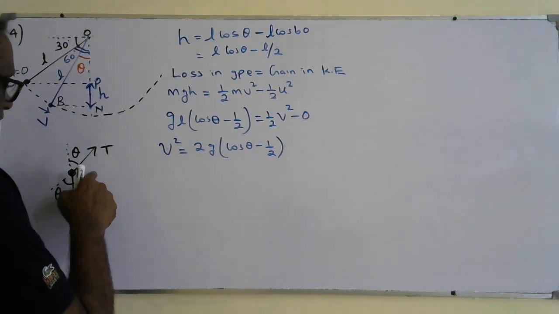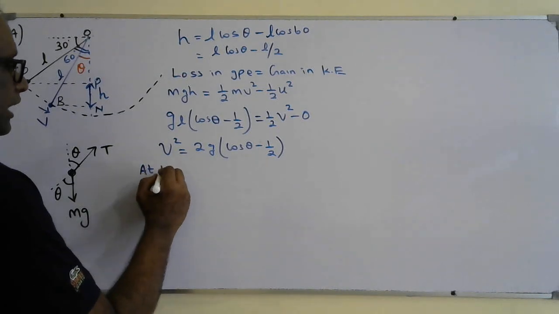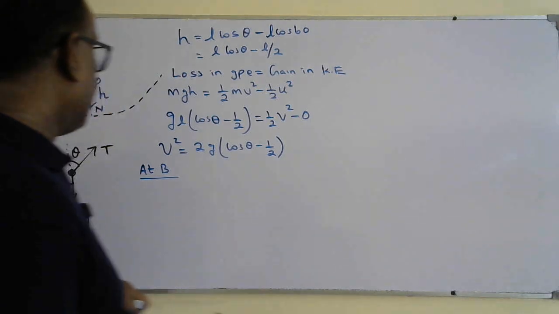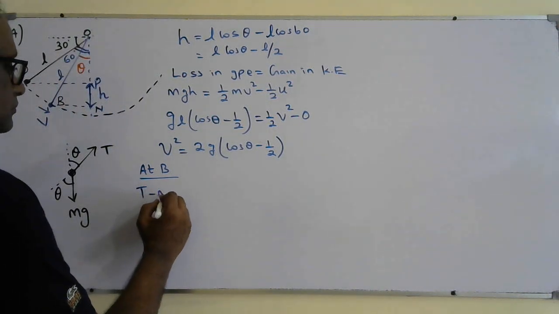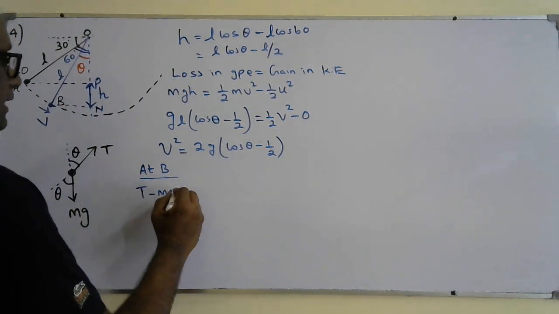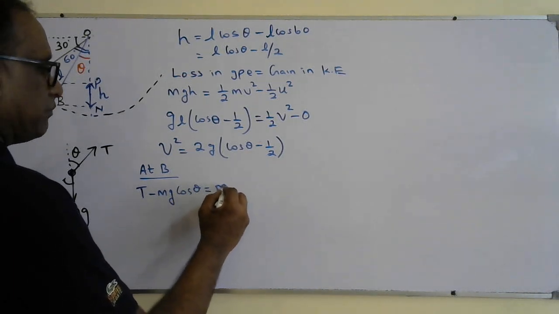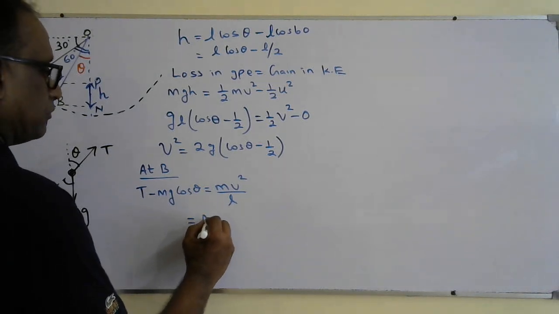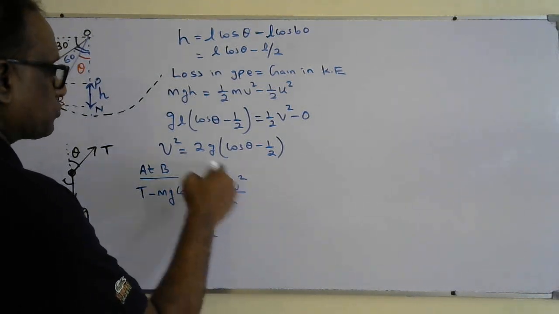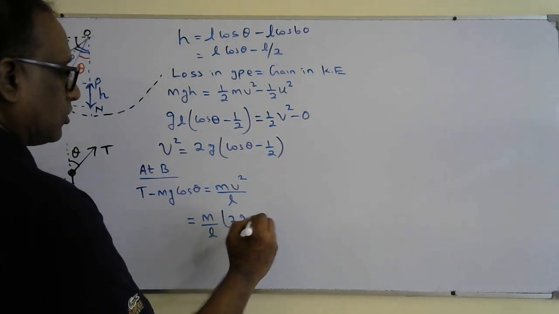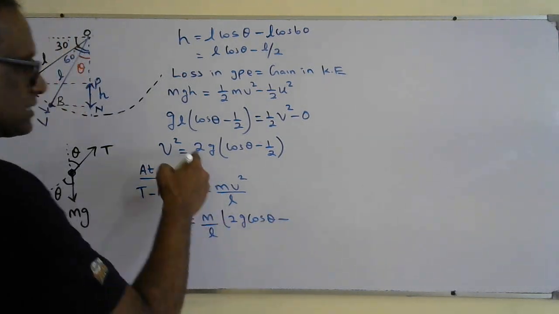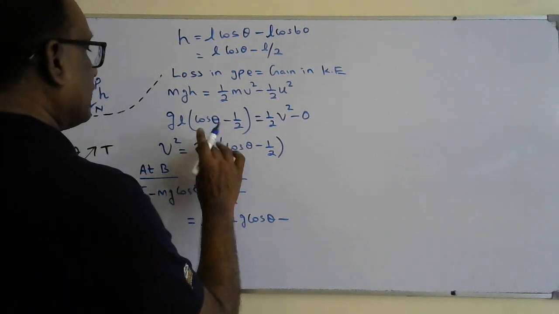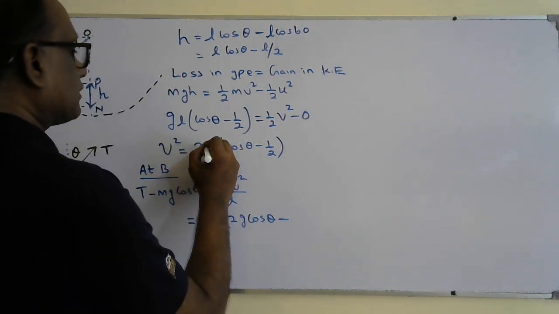So the tension at point B, we are going to use the resultant force towards the center of the circular path, called centripetal force. That is T minus mg cos theta equals mv squared over r, where r is L. Okay, so that is m over L times v squared, substitute 2g L cos theta minus half, multiply inside. I'm missing 2gL, so that's a mistake, 2gL.